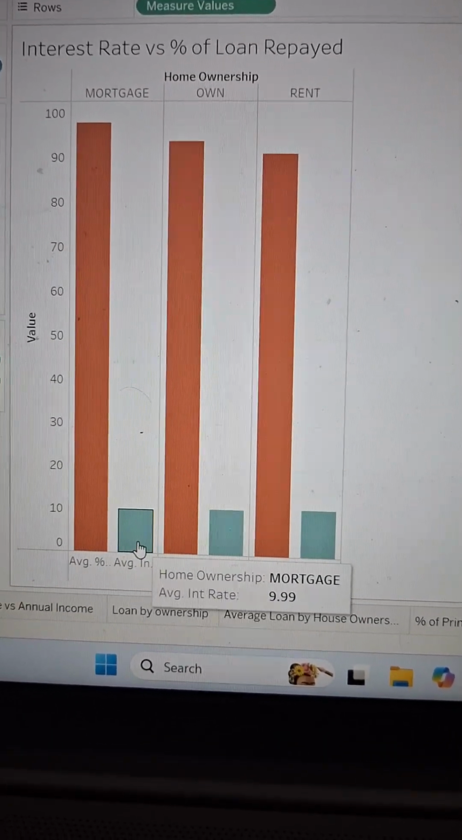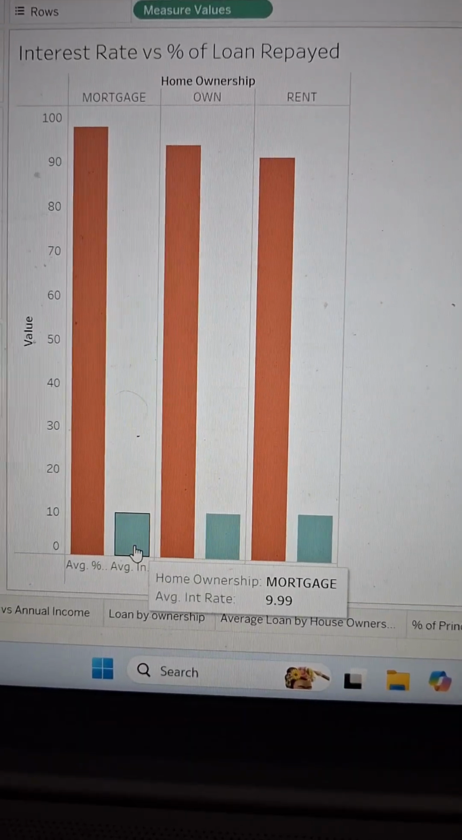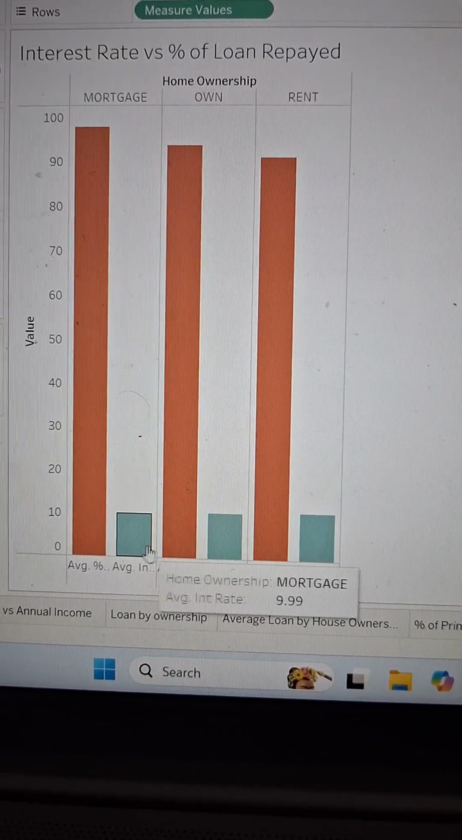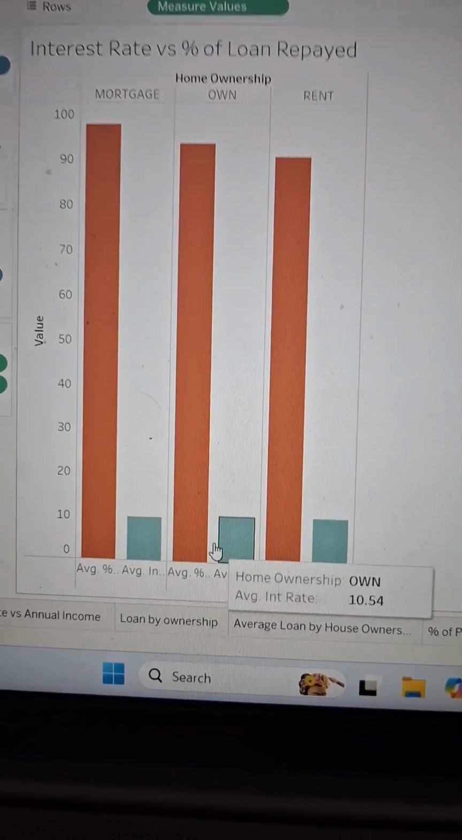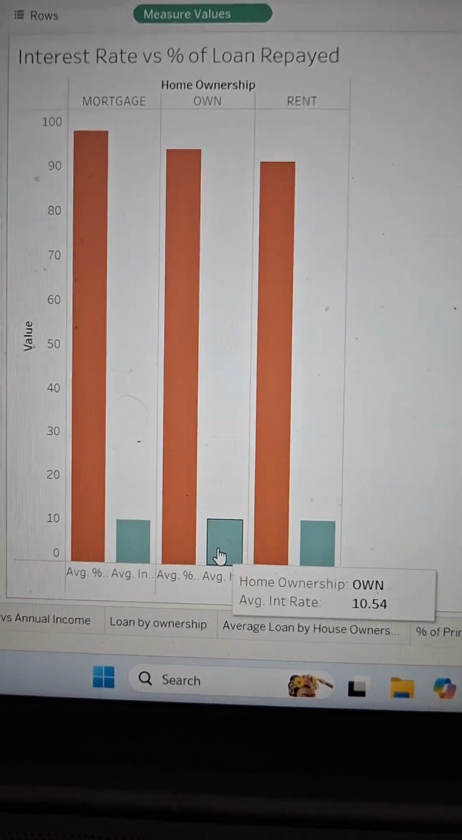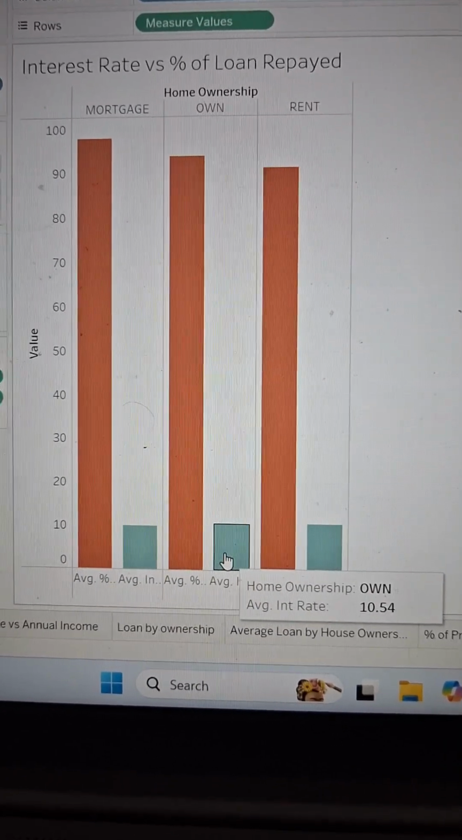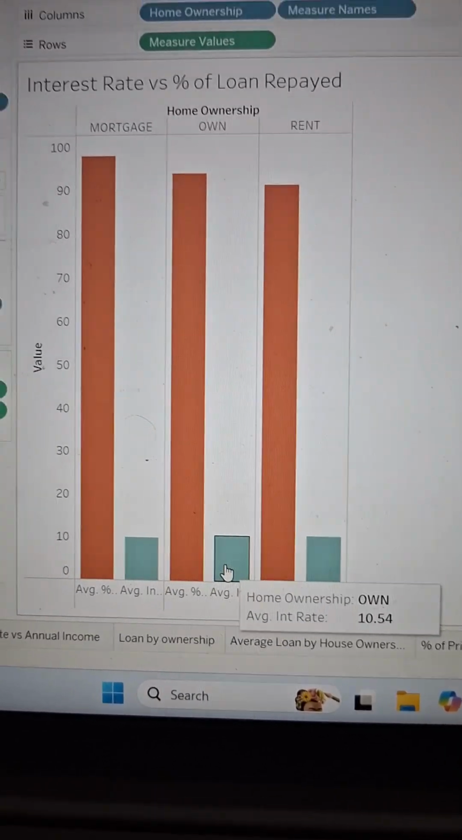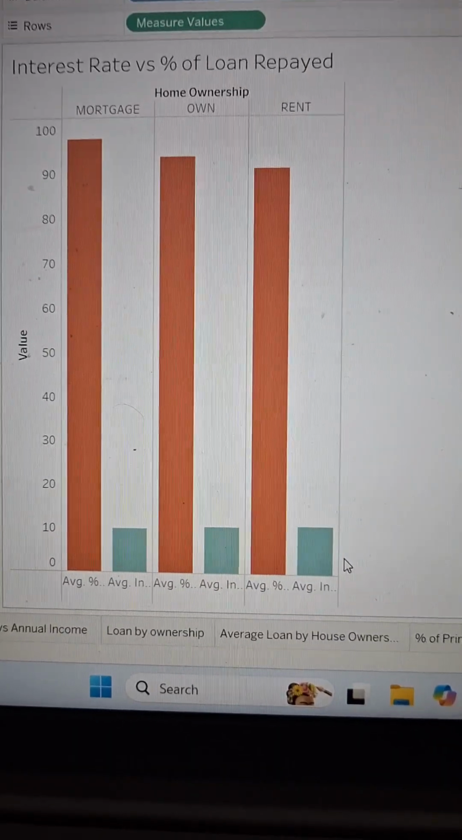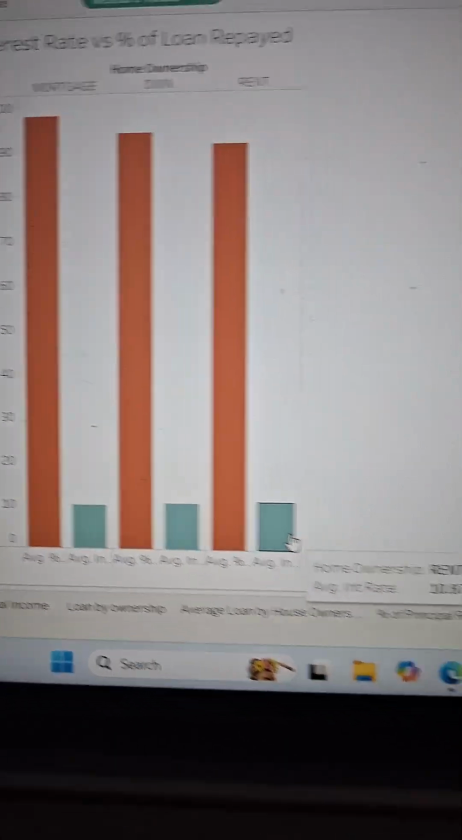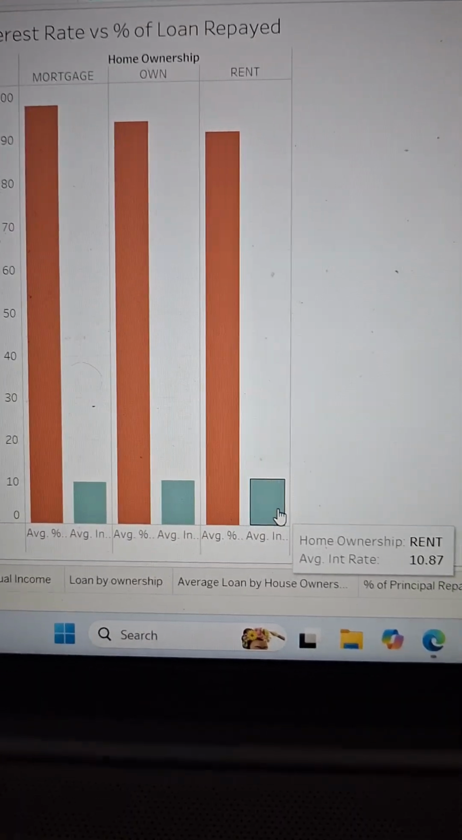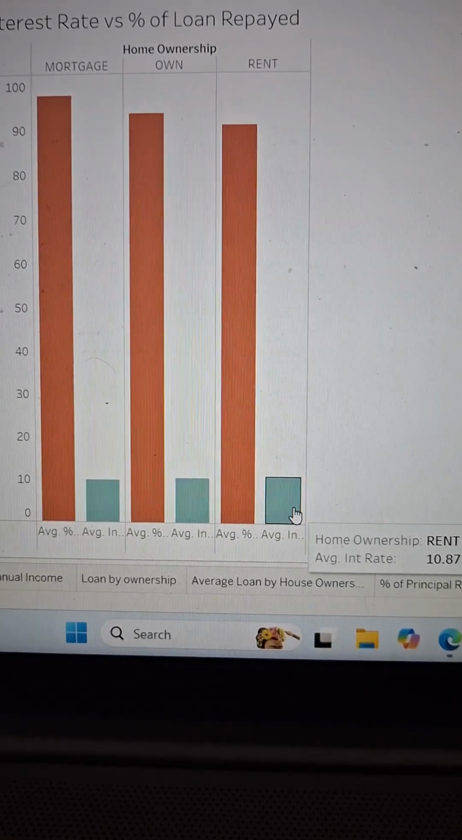And here we will check the average interest rate. So people with mortgage homes have 9.99%, almost 10% interest rate. People with own houses are paying the loan with an interest rate of 10.54%. And people with rented houses are paying the amount with an interest rate of 10.87%.